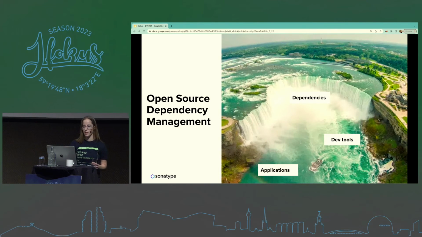or even potentially tools. This is my Niagara Falls example. I'm from Canada, so this is where I live. So as you can see up here, the dependencies are the big falls because downloading a dependency goes through every single part of a pipeline, and these get used by many, many projects as opposed to targeting individual applications.